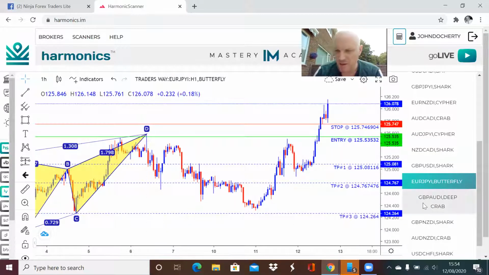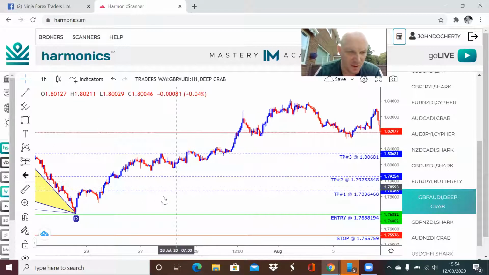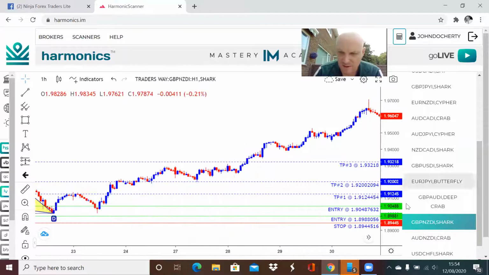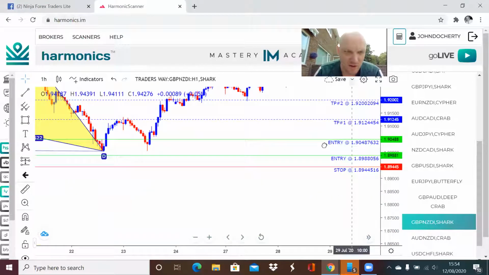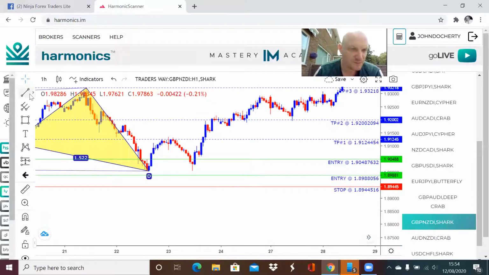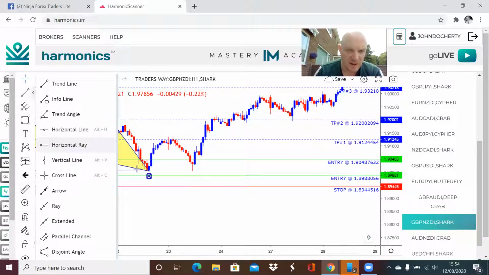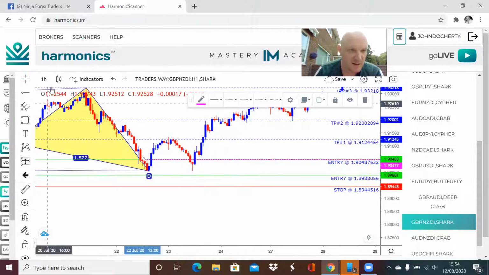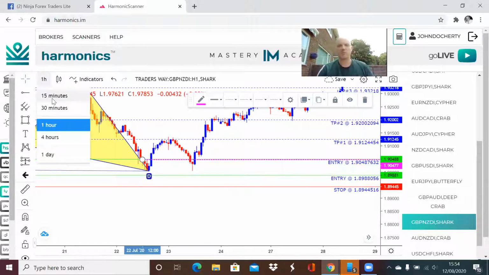Euro JPY, a bad scan to be using, to be fair. GBP board, that hasn't triggered. GBP NZD, let's see what's happened on this one. What story's got this? This one's gone up to TP1, 2, and 3. Horizontal ray, let's get it pinged out. Got the break and retest. Let's get a bigger picture, bigger story.